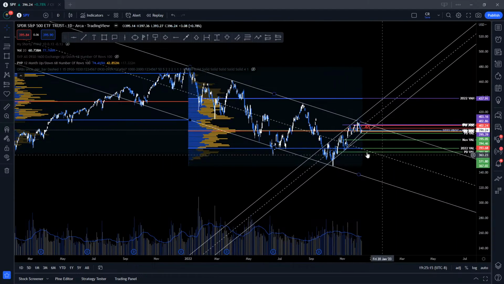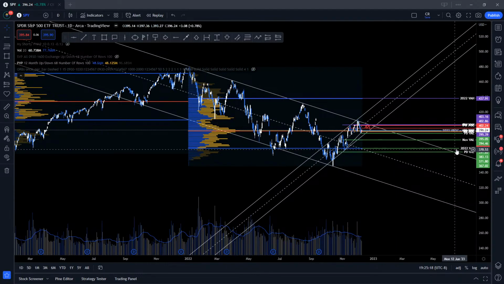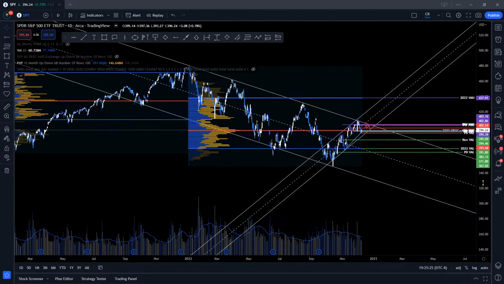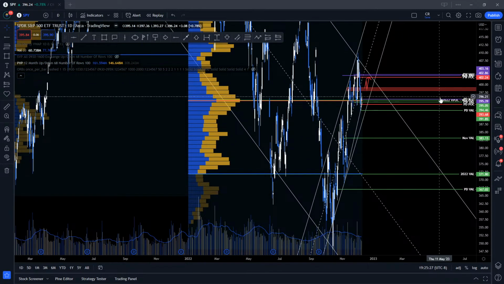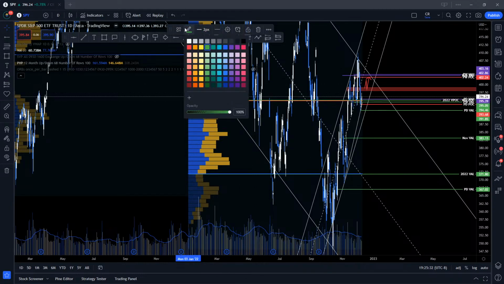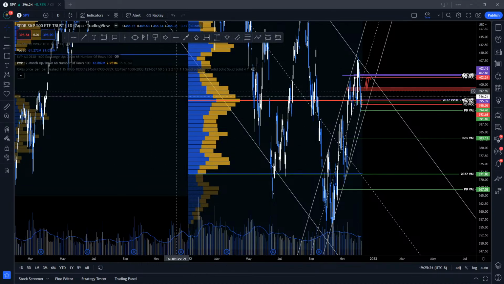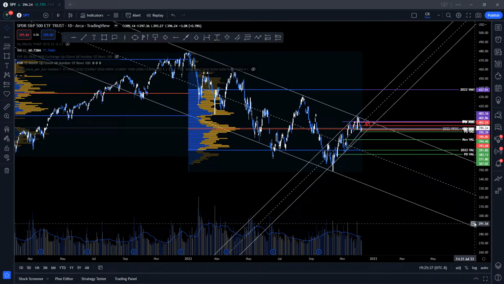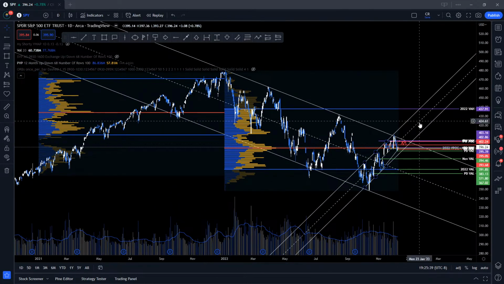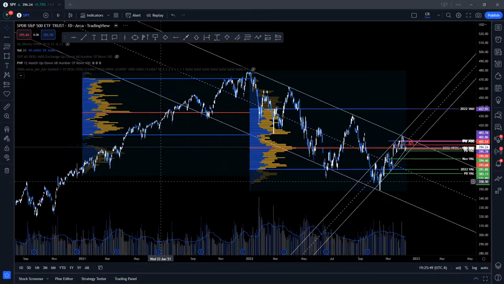And I'm going to plot my 2022 value area low, 2022 value area high, and my 2022 virgin POC, which is here. This should be red. And sometimes, depending on where price is, I might even plot the 2021 value area high, value area low, and POC.